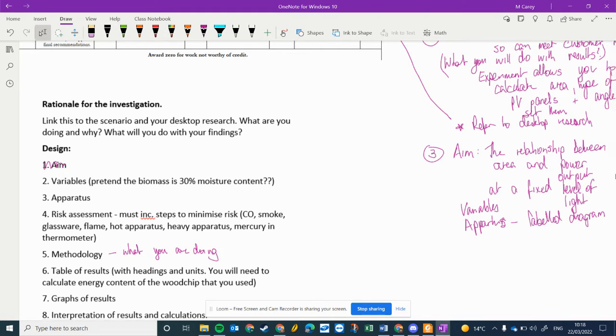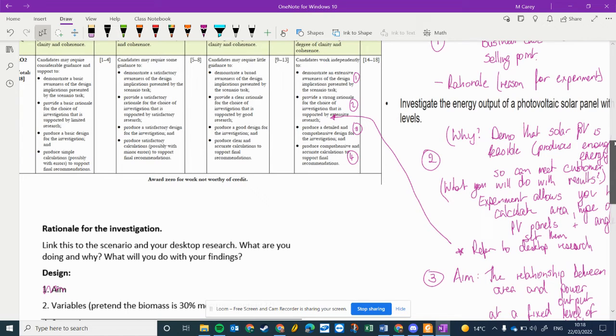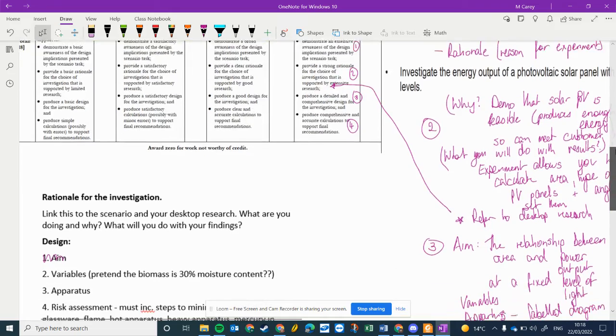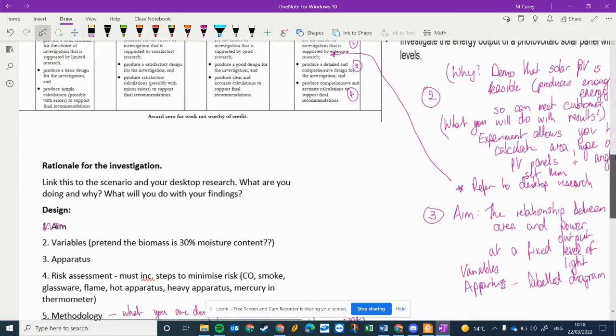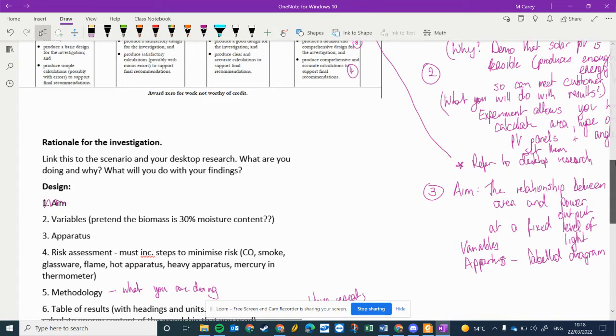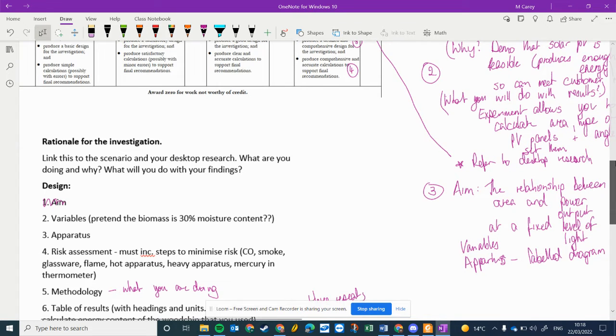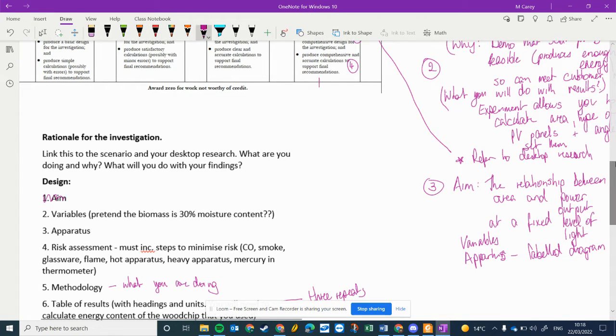And the gentleman who's done it already, I saw you did that correctly. Your table of results, right? You need repeats. Even if you have to make them up, please put them in. Headings and units, comprehensive and accurate calculations. I'll come down to that. So detailed and comprehensive design is really your aim, your variables, your apparatus, your risk assessment, your methodology. Comprehensive and accurate calculations might actually be in discussion and recommendations, so I'm going to take it out of here. That's not going to be 4.